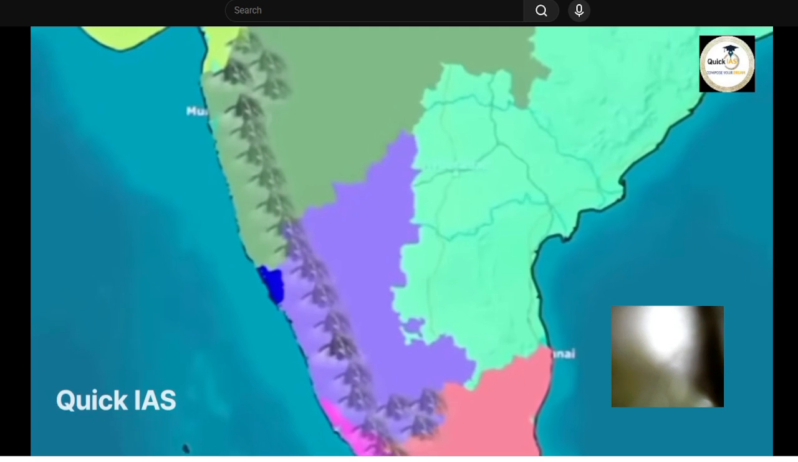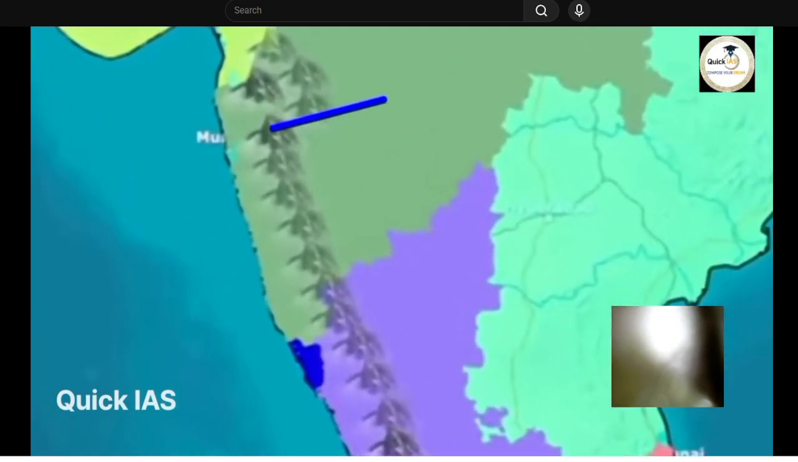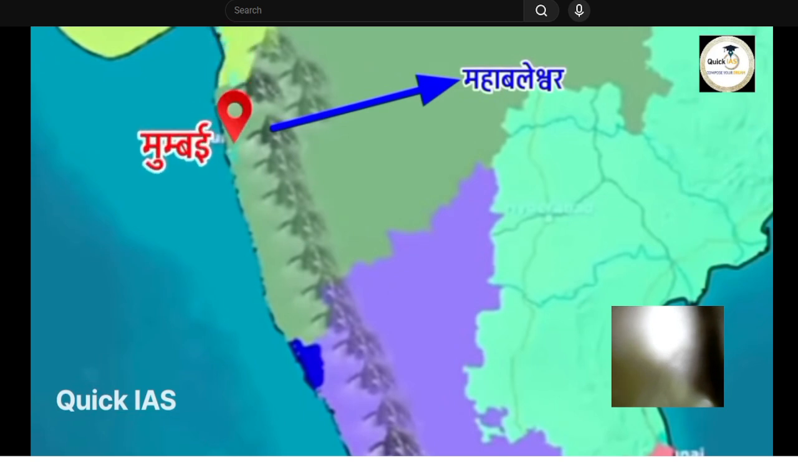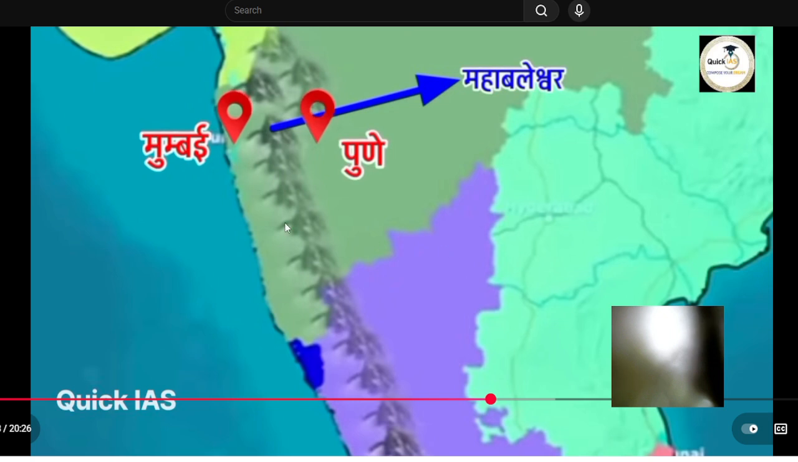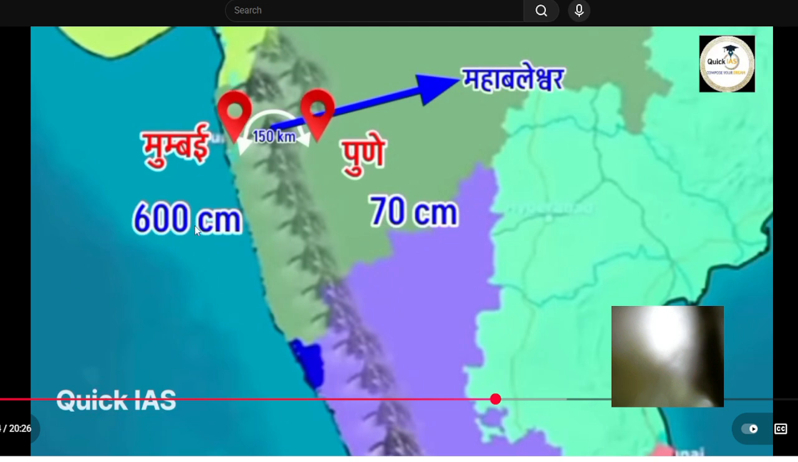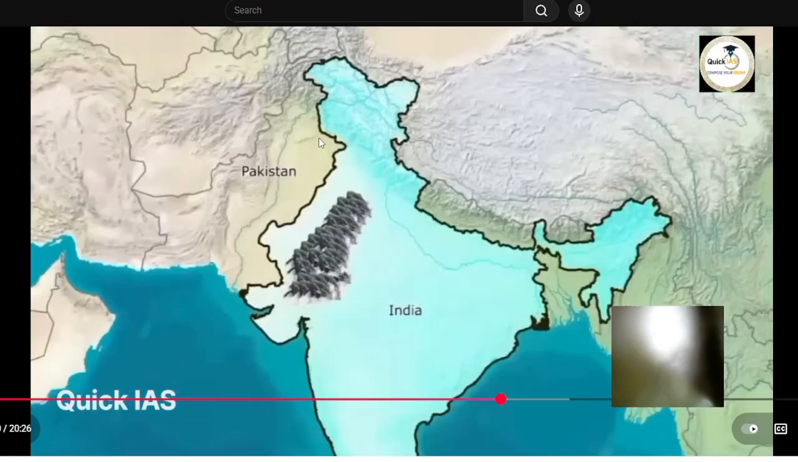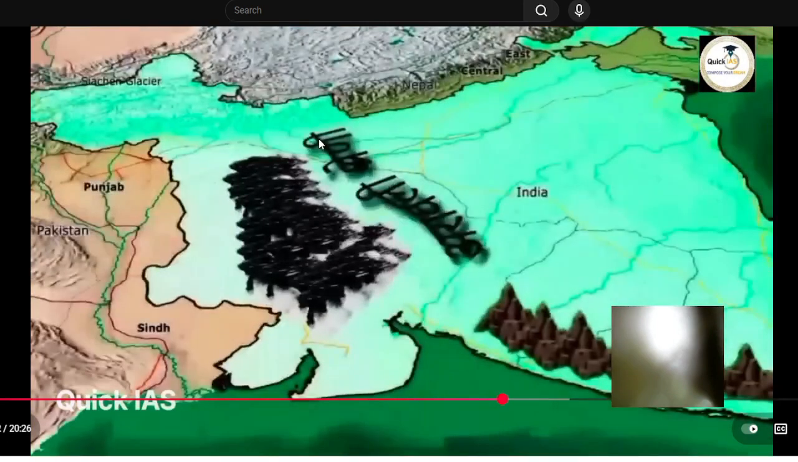There is a mountain in the Western Ghats called Mahabaleshwar. To the west of Mahabaleshwar, i.e., Pina Mumbai lies on the opposite side and is completely in the rain shadow. The distance from Mumbai to Pune is only 150 kilometers, but Mumbai receives 600 centimeters of rainfall, while Pune receives only 70 centimeters. The Arabian Sea branch enters Gujarat through this route.